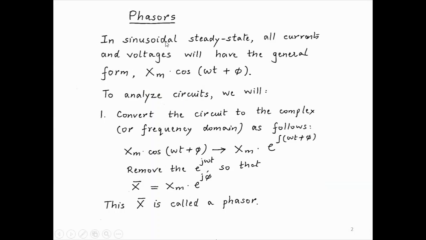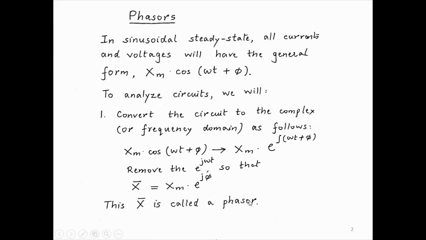So as we saw in the last lecture, in sinusoidal steady state, all currents and voltages will have this general form xm cos(omega t plus phi), assuming that all the independent sources have a frequency of omega and the circuit is linear. All those are assumed. And to analyze these circuits, we will first convert this circuit to the complex or the frequency domain, which we did last time. So xm cos(omega t plus phi) will become xm e^(j(omega t plus phi)), and the e^(j omega t) will cancel out in all the differential equations. So we will be left with xm e^(j phi) for each current and voltage in the circuit. This quantity xm e^(j phi), which is of course a complex number, is called a phasor.